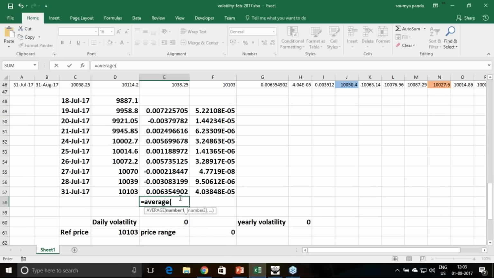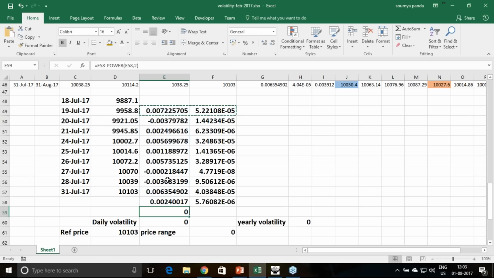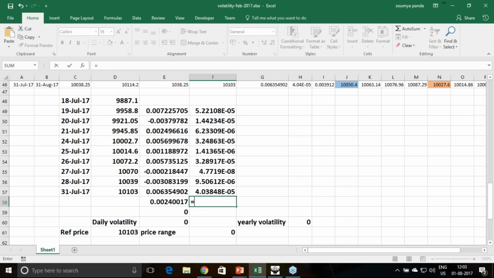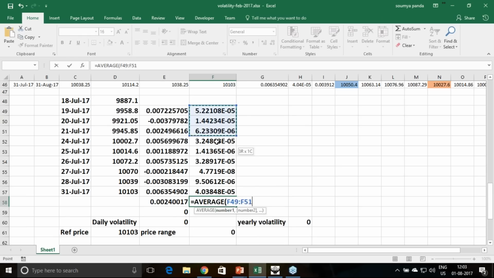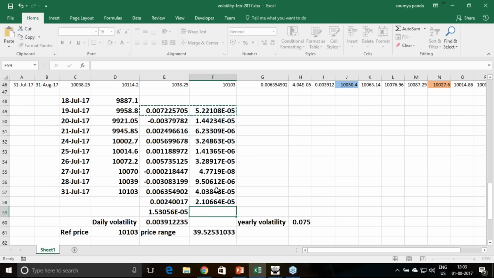There is an Excel sheet function for it. Just type average and drag from where your calculation starts to the end, and close it. Same with the square returns: type the average function, and from the top, where your calculation started, drag to the end, and close.